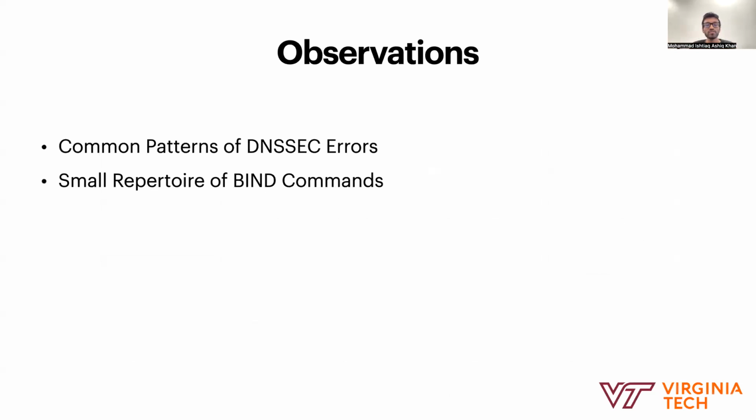Okay, so based on all of these findings, we make 2 observations. Despite DNSSEC's complexities, many domains are exhibiting the same recurring mistakes: expired signatures, stale DS records, incomplete algorithm transitions. So the patterns of DNSSEC errors are pretty common. Another observation is that although DNSSEC provisioning can be intricate, BIND, which is a very widely used authoritative DNS server, and we're using BIND as an example here, uses a very limited set of commands even in the manual setting. For example, dnssec-signzone is used for signing the zone, and dnssec-keygen is used for generating keys. So the repertoire of BIND commands is pretty small.